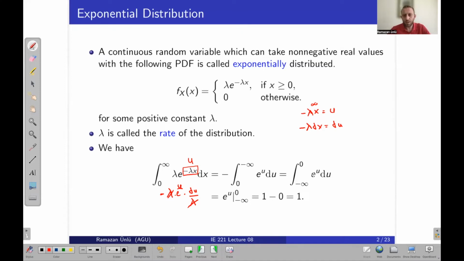The integration of e to the u is again e to the u. So the definite integration will be e to the u from minus infinity to 0. If I open this one, it will be e to the 0 minus e to the minus infinity. These will be 1 minus 0, because e to the minus infinity is 0 and e to the 0 is 1. So I will end up with 1. That means this PDF is a valid one, so I can use it.